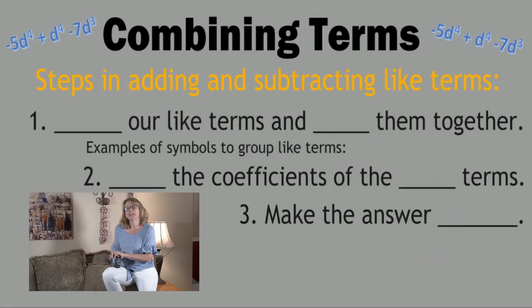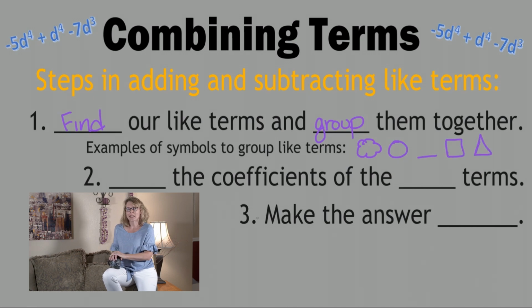Back to the rules in adding and subtracting terms. We're still on step 1. We find our like terms and group them together. Instead of rewriting them, we can get a little creative and surround each like term group with a different shape. You get to choose what you'd like to do, but some examples are clouds, circles, underlines, boxes, triangles, etc.